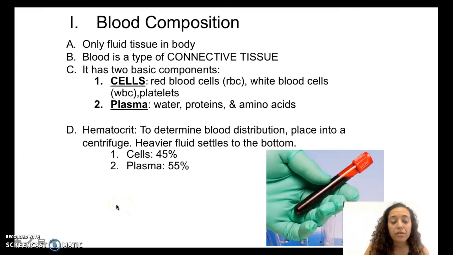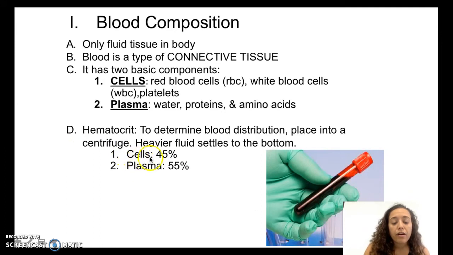Okay, so we're going to go over blood. We're going to start with composition. When you're looking at the hematocrit, in other words, this means the percentage of the amount of blood after it's been put into a centrifuge. Heavy fluids will be at the bottom, lighter on top. I'll show you that in a minute.